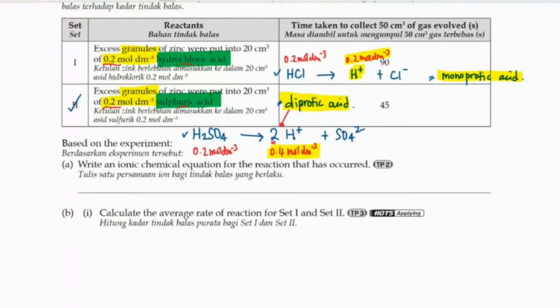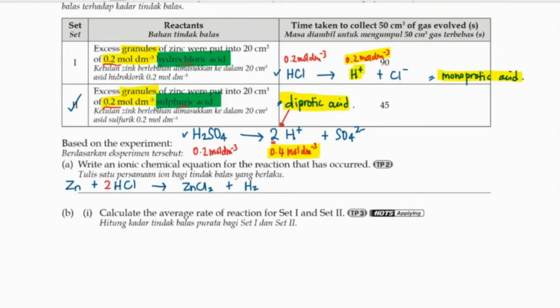So ionic equation for the reaction. Still remember how to write the ionic equation? We start from the chemical equation. Anyone will do. Let's say we try set one now. Set one. So zinc reacts with hydrochloric acid, right? HCl. So you produce zinc chloride and hydrogen gas. So we have to balance the equation, this one times 2.